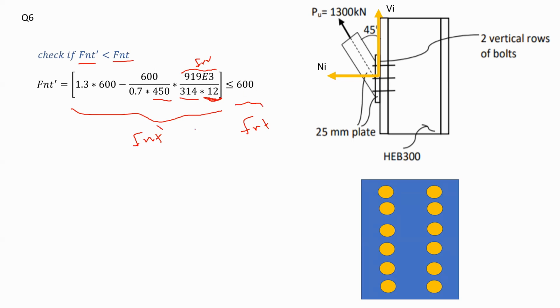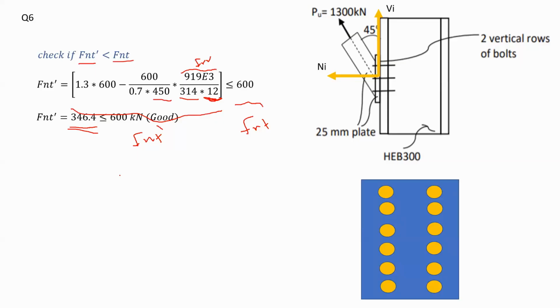Now, when we substitute, we realize that this would give me 346.4, which is less than or equal to 600 kilonewtons, and that is good. If it was not the case, try increasing the number of bolts in order to satisfy this condition. And that's the end of our problem session.